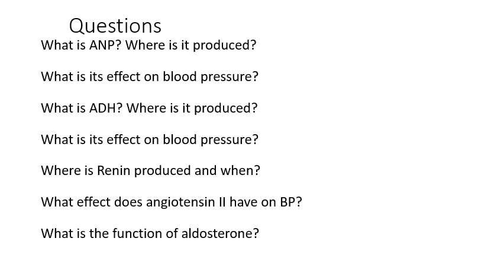A few more questions here. So what's ANP and where is it produced? What's the effect that ANP has on your blood pressure? What's ADH and where is it produced? What effect does it have on blood pressure? And then where is renin produced and when do we make renin? And then what effect does angiotensin 2 have on blood pressure? And what is the function of aldosterone? So lots of questions, I know. I'll give you a minute to think it through.